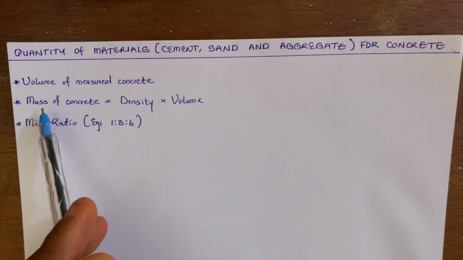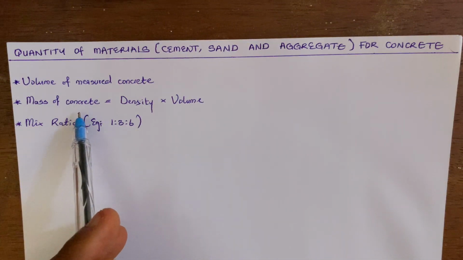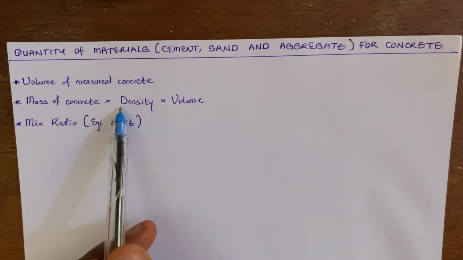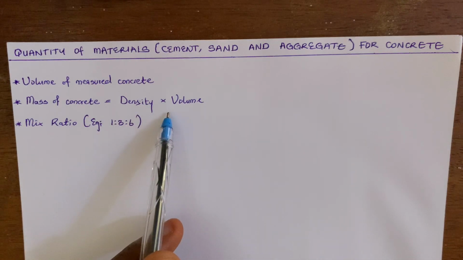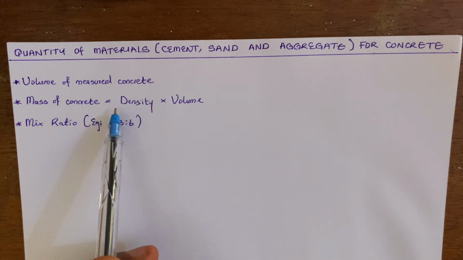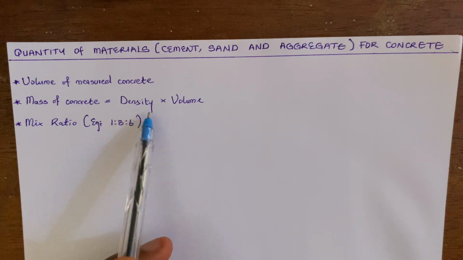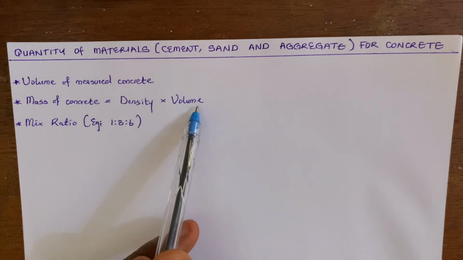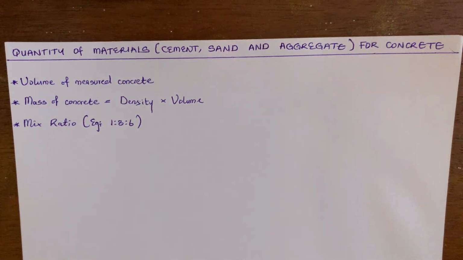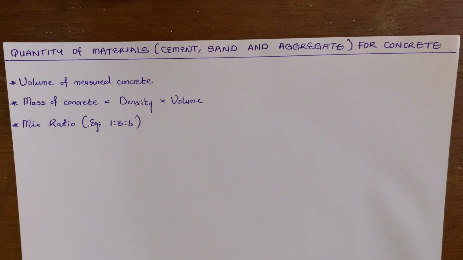So in order to determine what the mass of your concrete is, you are going to be using this formula. The mass of concrete is equal to the density multiplied by the volume. I repeat, the mass of concrete is equal to the density of the concrete multiplied by the measured volume of the concrete. So with this, we can now begin our calculation.